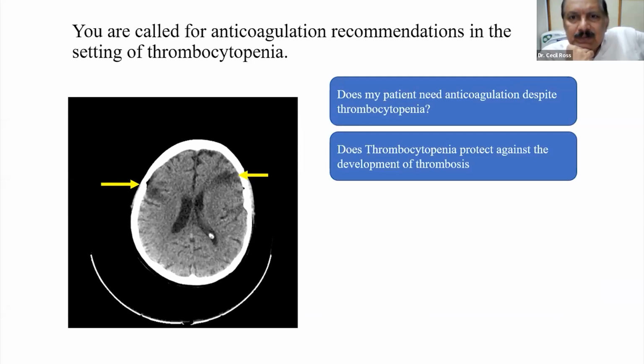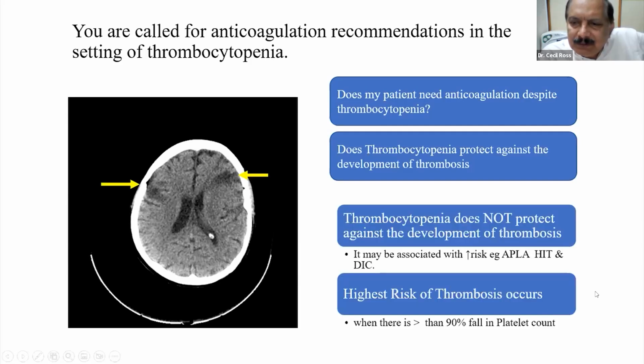whether your patient needs anticoagulant despite thrombocytopenia, or whether you think that thrombocytopenia will protect against the development of thrombosis, or leave him alone. Is that impression justified? Anyway, he's got thrombocytopenia, he's a bleeder, so why bother? Don't give him anticoagulant, don't give him heparin, don't give anything. Can we do that? Is it justified?